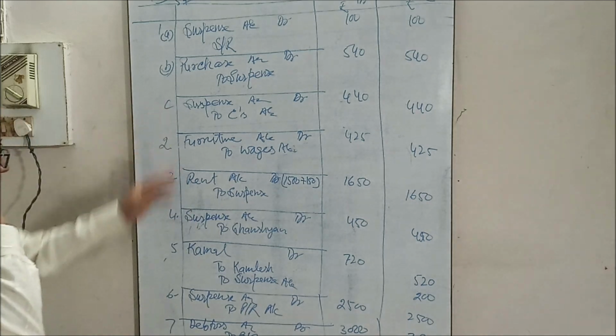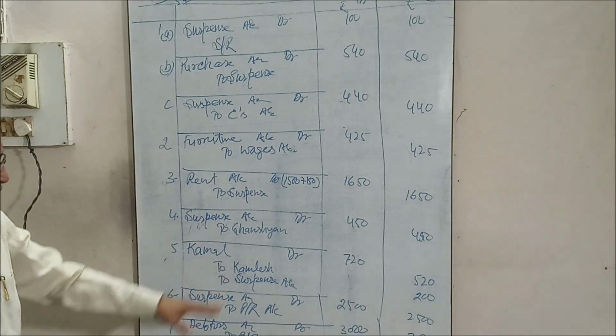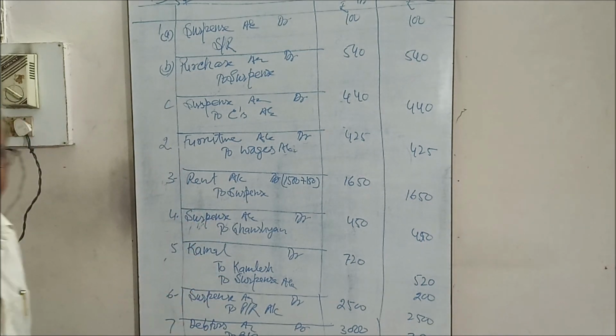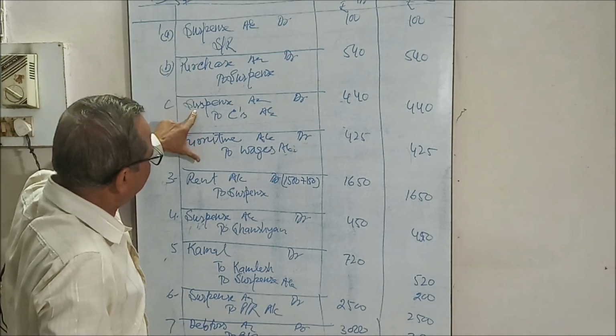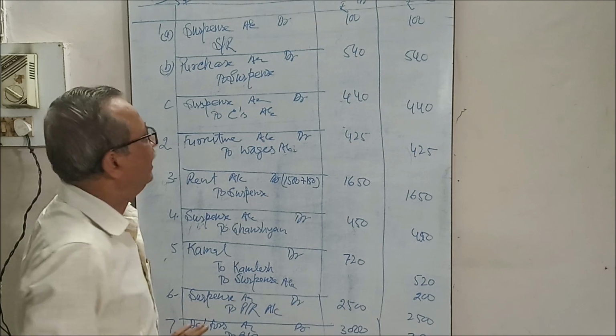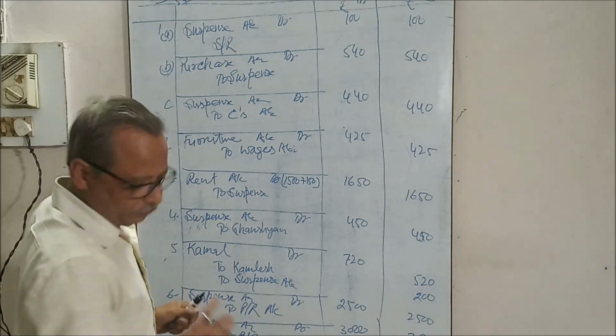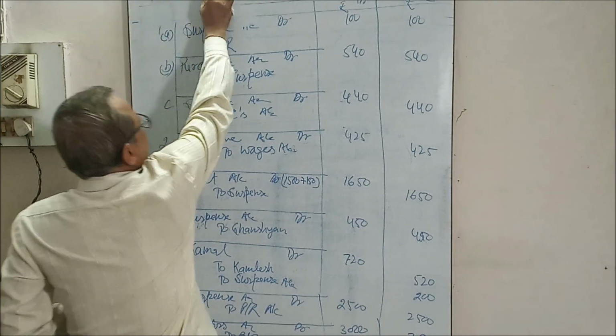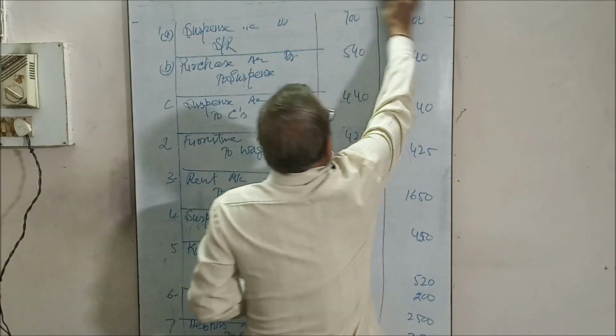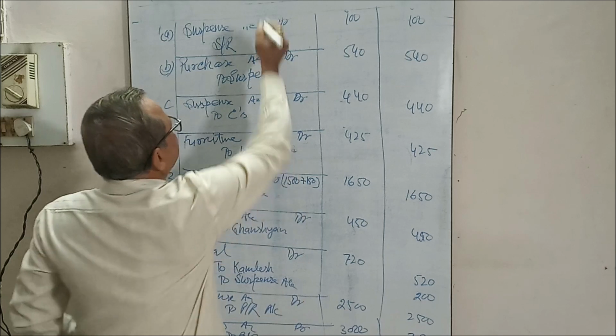These are the subsidiary entries. Now we have to prepare the suspense account. Suspense account. Where the suspense account is there, we will write this. And I have to erase some portion of it, as I will rectify it.